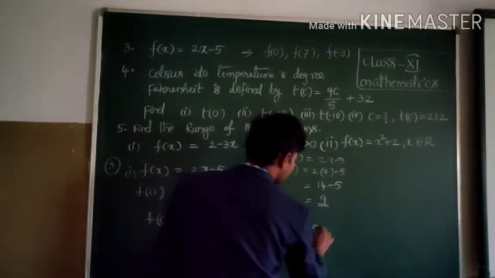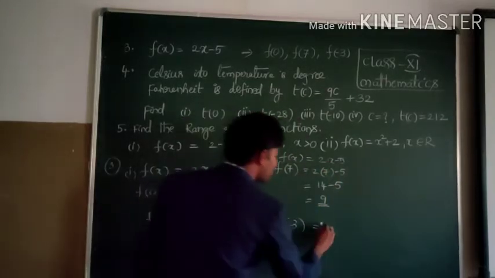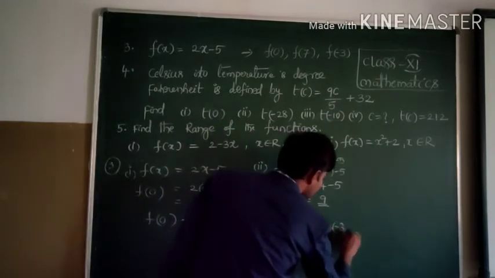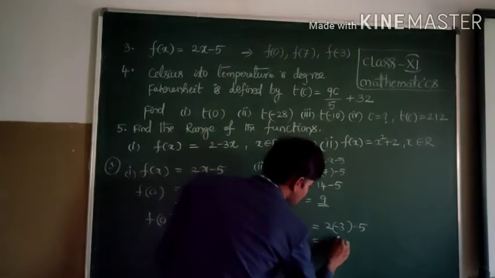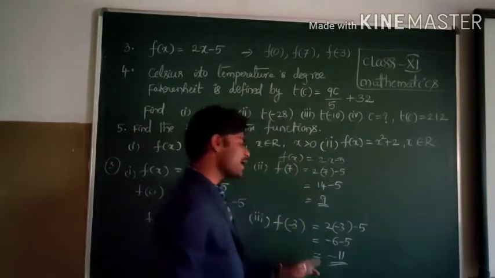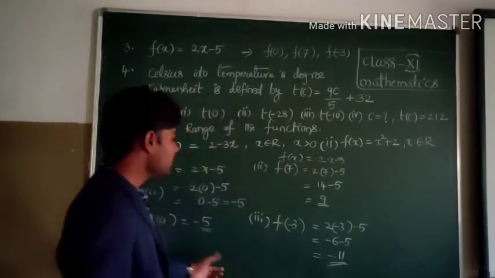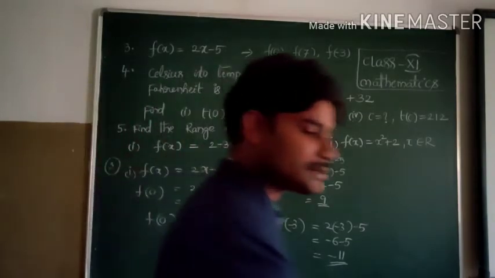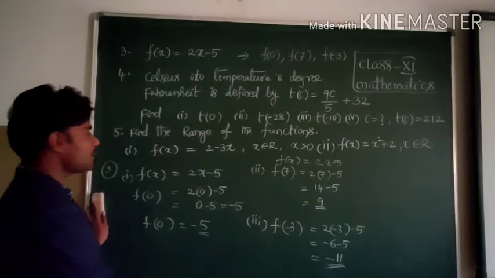Next in this third problem is f of minus 3. f of minus 3 means in place of x you have to substitute minus 3. So 2 into minus 3, minus 5 here. 2 into minus 3 is minus 6, minus 5. Minus 6 minus 5, total it is minus 11. So f of minus 3 value is minus 11. In this way you have to find out the values when f of x is given. So this is about the third problem.